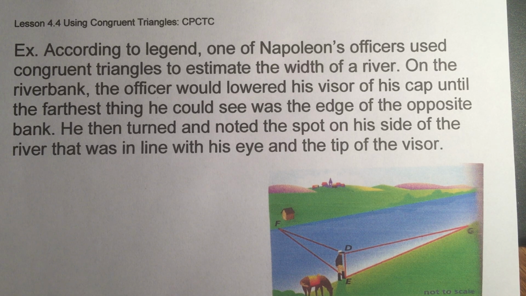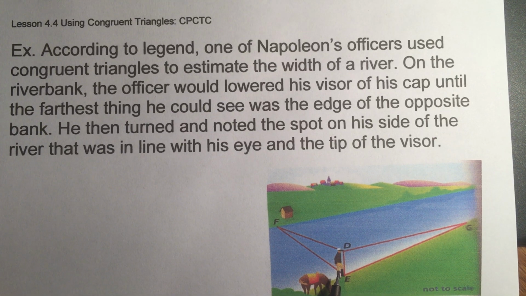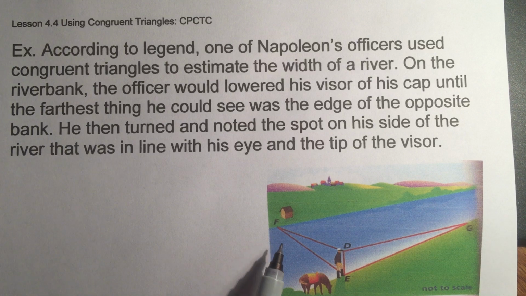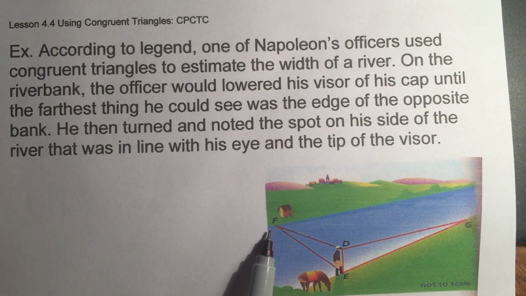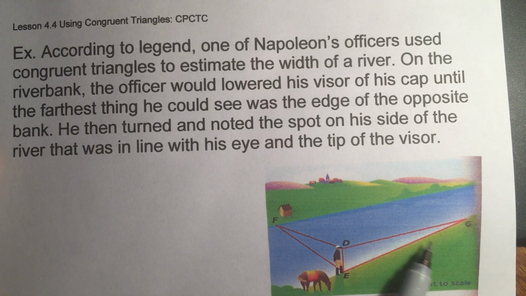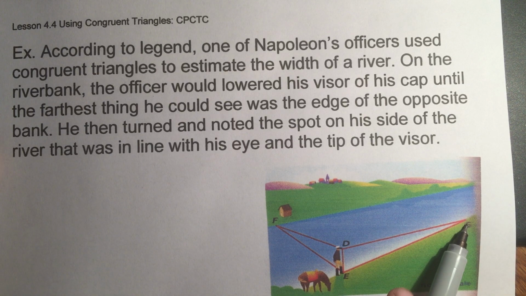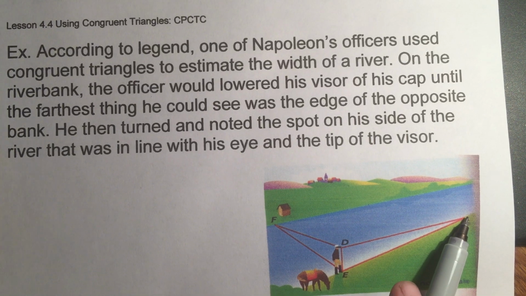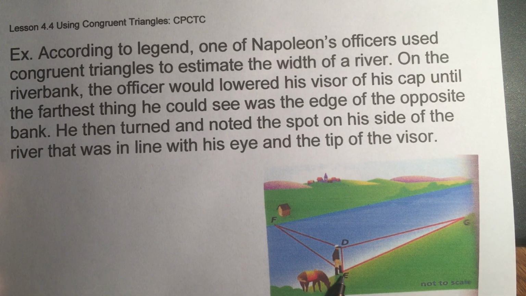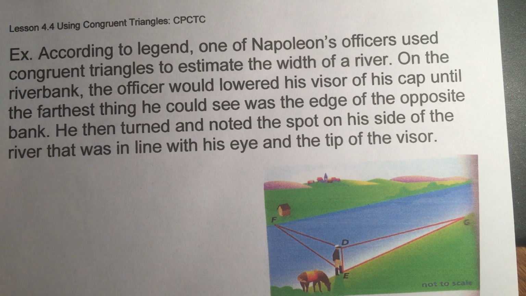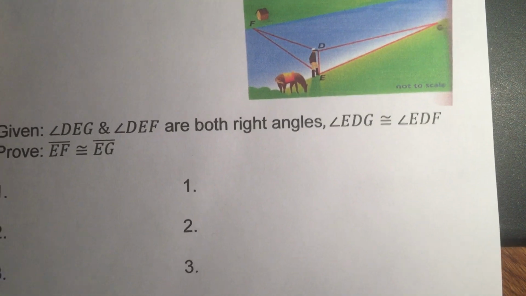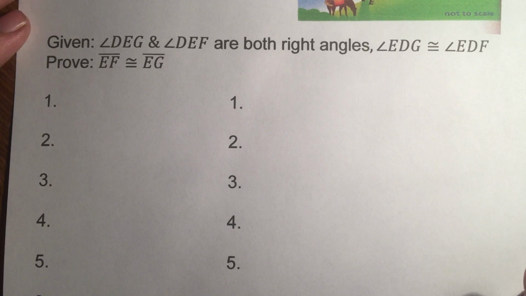So how he would estimate the width of the river was this. On the riverbank, one of his officers would stand there. He would look across and he would lower the visor of his cap down, so that the visor was on the edge of the river. He would then just rotate 90 degrees here, so that then he could measure out how far that is. So where his line of vision, where the bottom of the cap would be, someone could stand there and they could measure that distance to know how wide the river is. Quite inventive again. But we're going to prove how that works here.